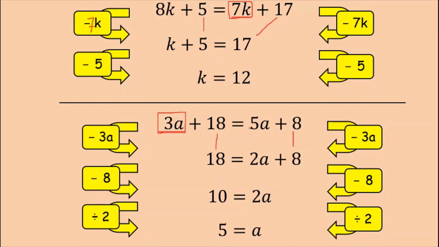The reason we do this is because if you subtract the bigger one, you'll end up with lots of negatives to deal with, which none of us want to do. So it's always best to subtract the smallest value of your unknown.